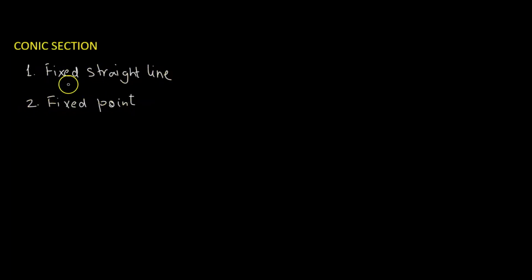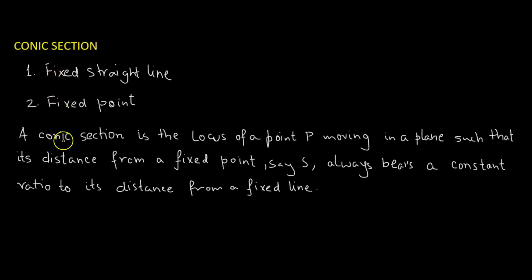To define a conic section, we will need two things. One is a fixed straight line and a fixed point. Using these, we can define a conic section. A conic section is the locus of a point P, which moves in a plane such that its distance from a fixed point, we'll call this fixed point S, always bears a constant ratio to its distance from a fixed line. So this is the fixed line. This fixed line has a name. It's called the directrix, and this fixed point is the focus.